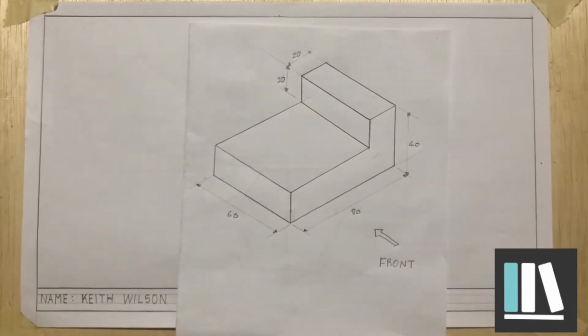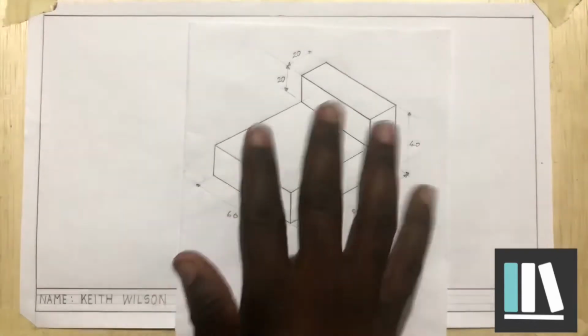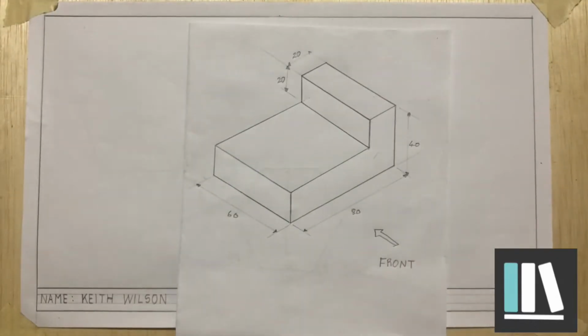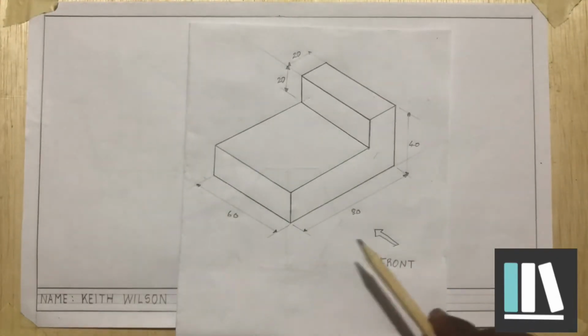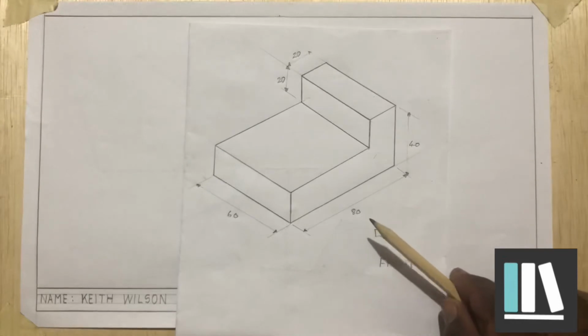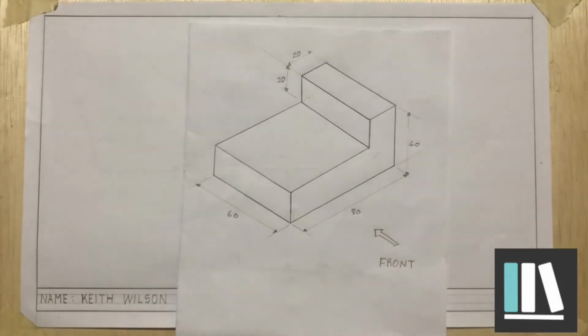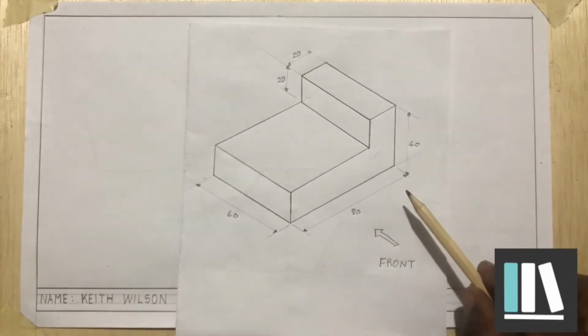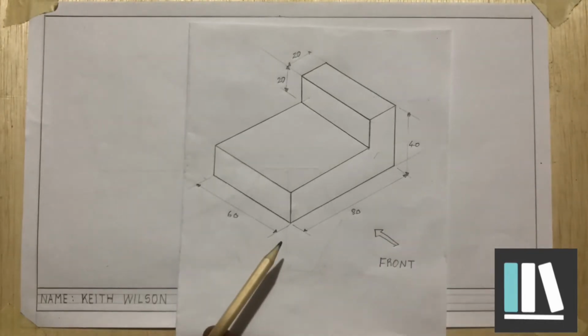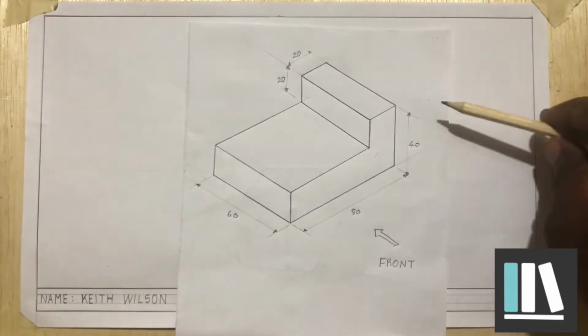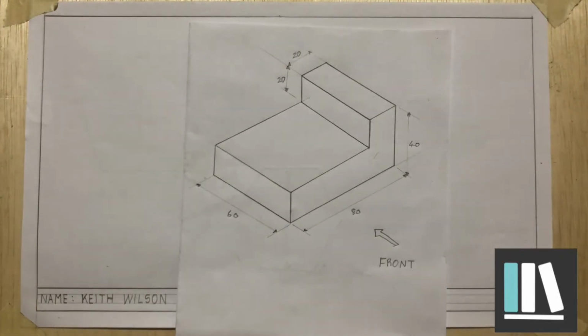Okay, so today the isometric geometry that we're going to represent in orthographic projection is right here before you. And as you can see, I have indicated the view that will be the front view. The overall length of the drawing is 80 millimeters. The overall width of the drawing is 60 millimeters. And the overall height of the drawing is 60 millimeters.